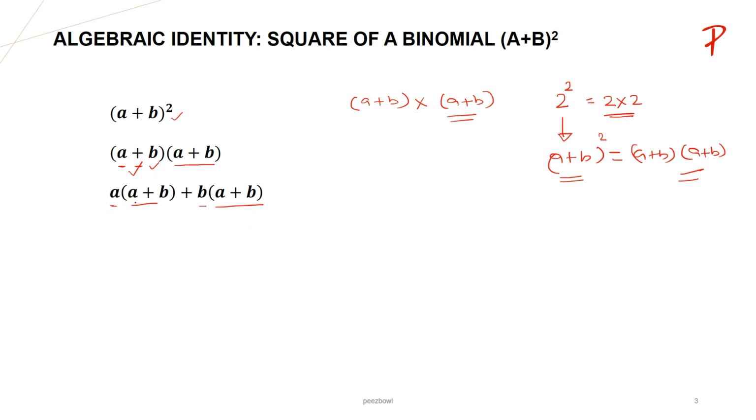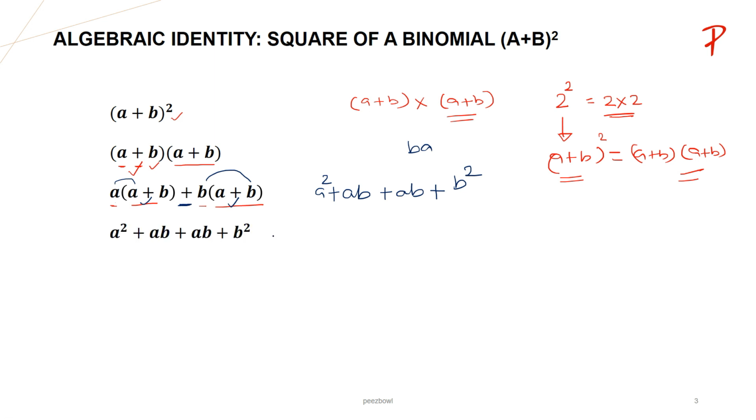So when a is multiplied by a, we get a square. Then when a is multiplied by b, we get ab, or a multiplied by b. Because we have a plus sign here, I will add a plus sign. After that we have plus, I will write plus. When b is multiplied by a, we get ba, or we can write it as ab. Then we have a plus sign, and when b is multiplied by b, we get b square, b to the power 2. See, this is what we get.